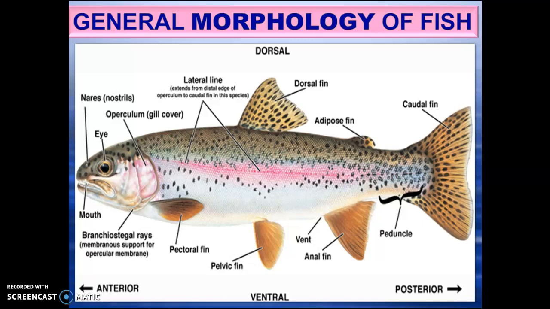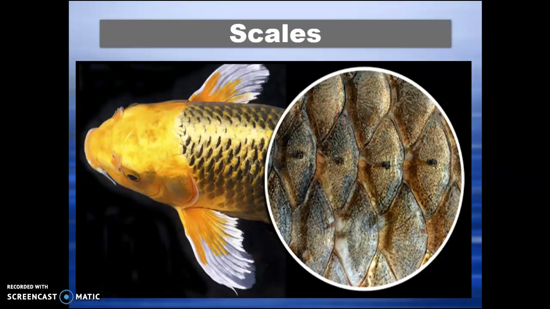In the general morphology of fish, you can see the pointed snout region, followed by a pair of nostrils and eyes, which is the head region, and the operculum, which covers the gill rakers. The body is elongated. You can see the dorsal fin, followed by the caudal fin and the peduncle region, and it has the anal fin, pelvic fin, and the pectoral fin. Here the picture shows a closer view of the scales, which are arranged on the body of the fish.